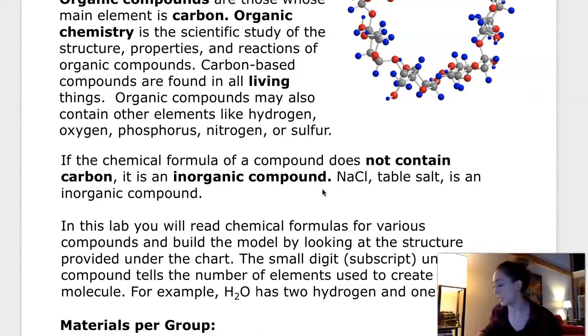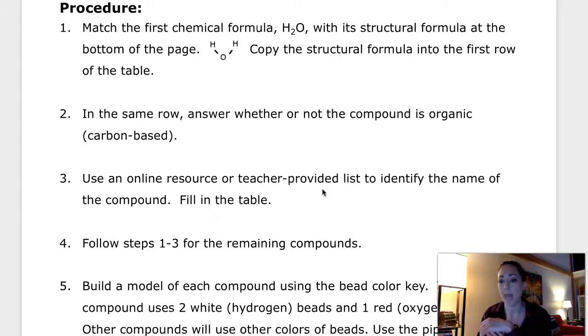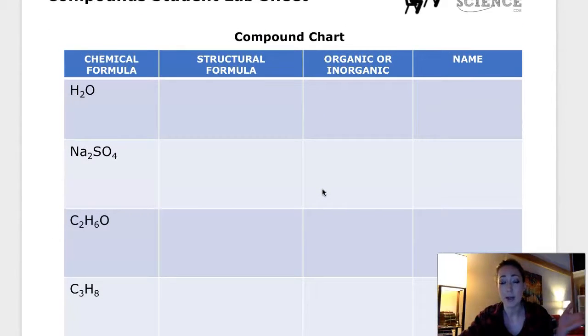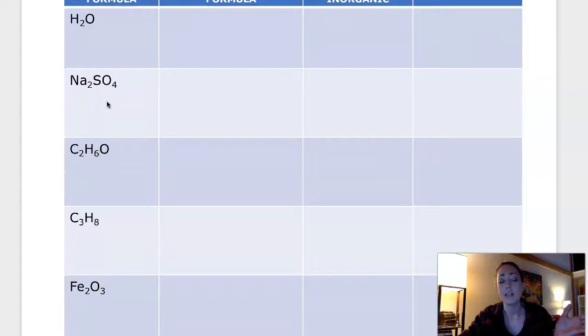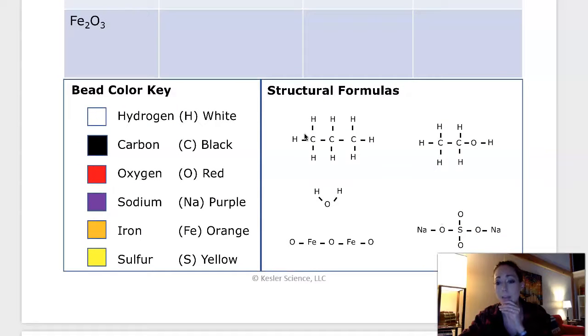just with drawing here. So what you're going to be doing here is, if we look here, it says match the first chemical formula, H2O, with its structural formula at the bottom of the page, H-O-H, and copy the structural formula into the first row of the table. Okay, so if we look at our table down here, basically what they've done here, guys, is that they've scrambled it. They've given us all these awesome chemical formulas, which you can now pull apart and interpret, and they've given us the structural formulas down here and said, can we figure out which one goes with which?